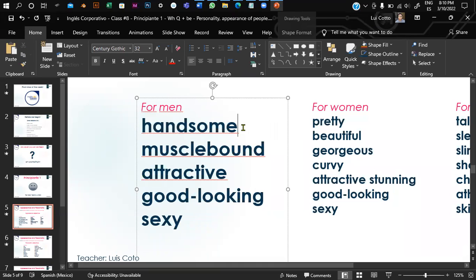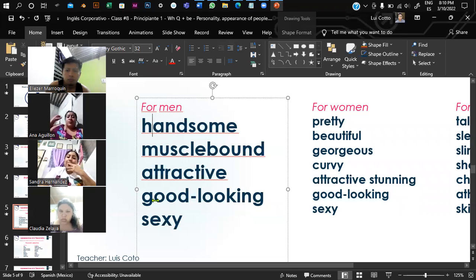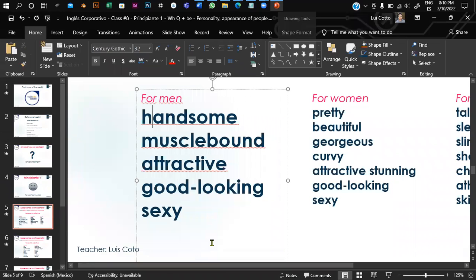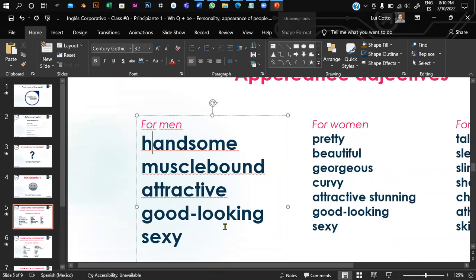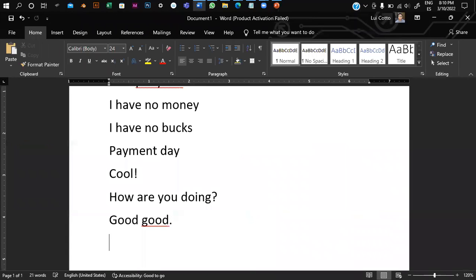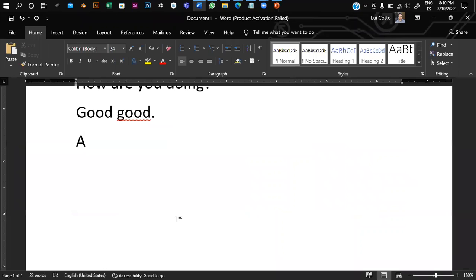Handsome. Actor, who is your favorite actor? Who is the girls' favorite actor? George Clooney, Johnny Depp. Okay, I know Johnny Depp. Is Johnny Depp handsome? Answer the question. That is the question, but what is the answer?